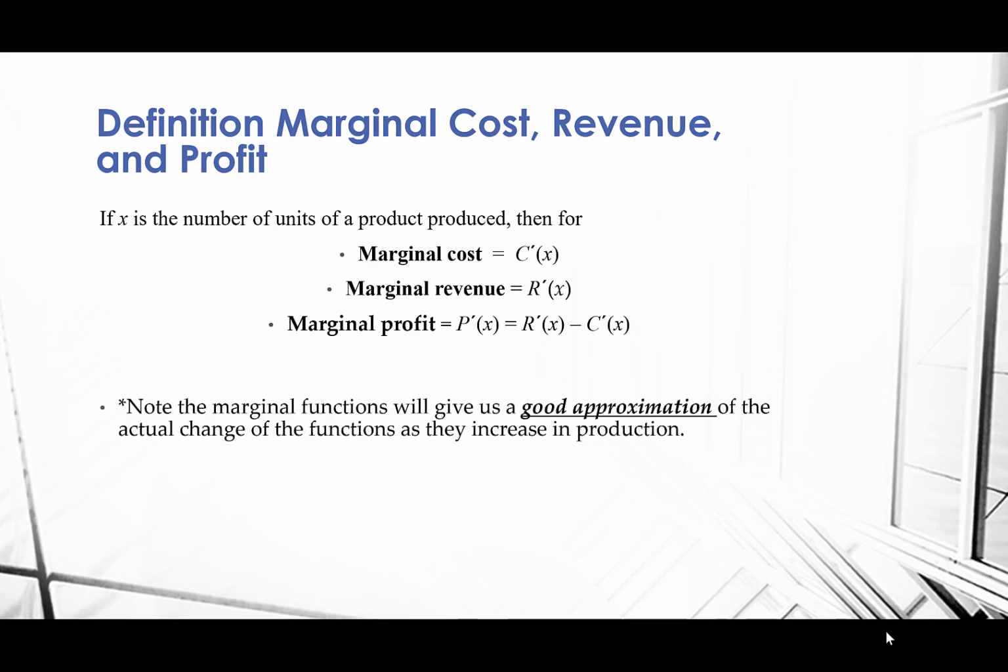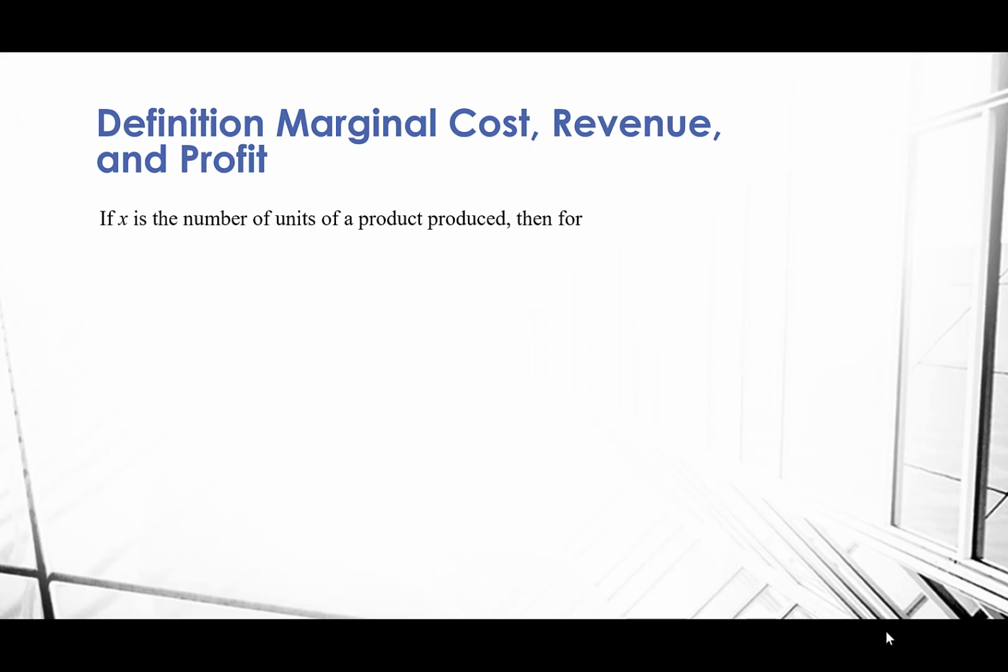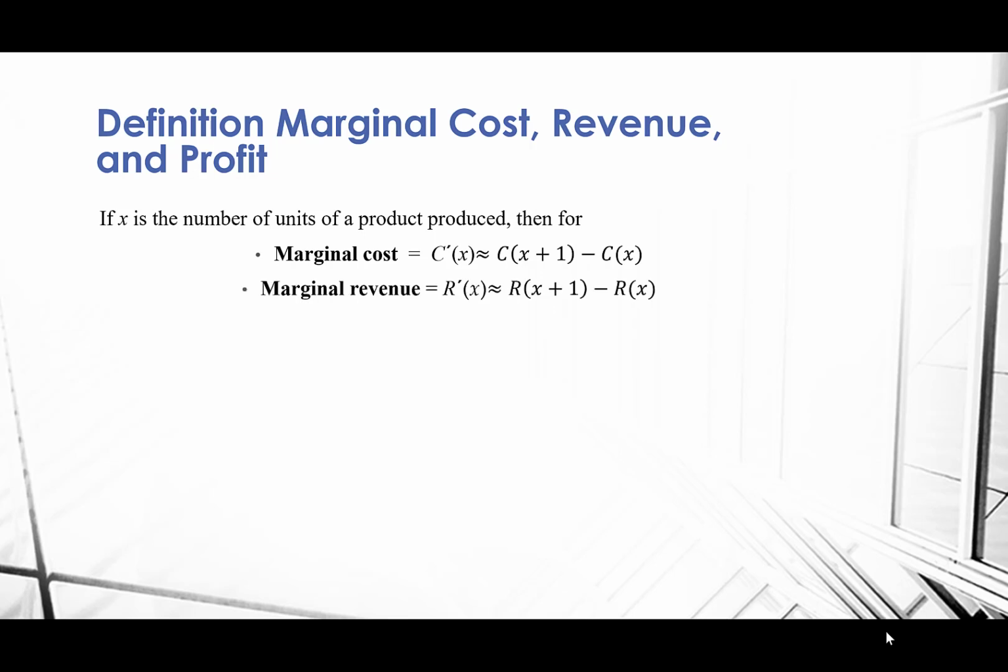Important to note that the marginal functions are going to give us a good approximation of the actual change of the function as they increase in production. We won't get exact values all the time, but it'll be close enough that it won't make a big difference. So this tells us that the marginal cost, C prime of x, is approximately C of x plus 1 minus C of x. Marginal revenue, R prime of x, is approximately R of x plus 1 minus R of x. Then marginal profit, P prime of x, is approximately P of x plus 1 minus P of x.